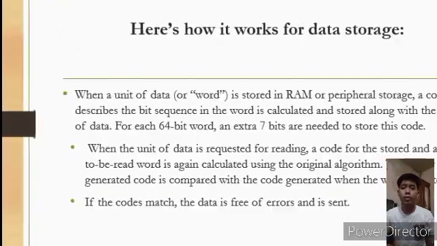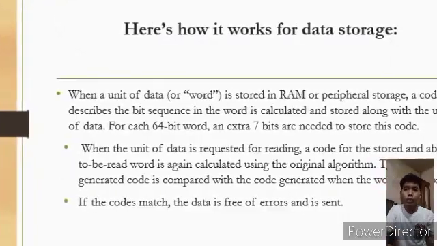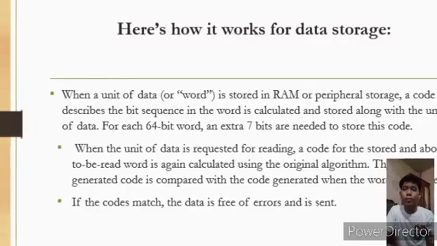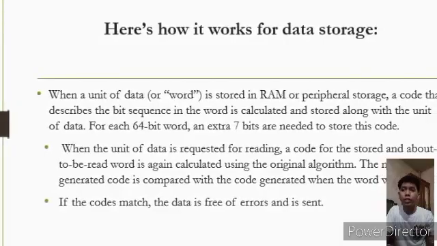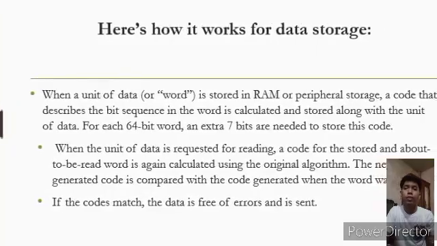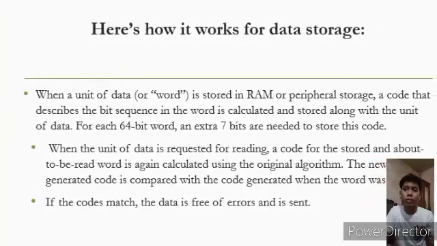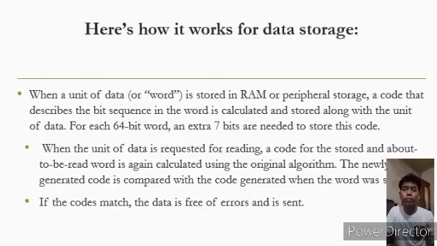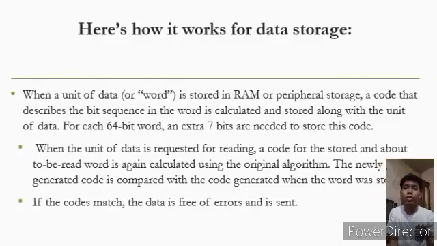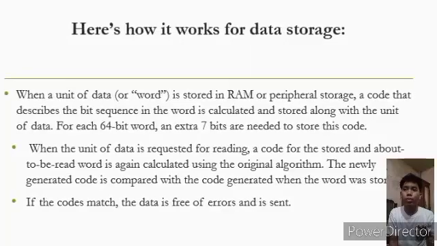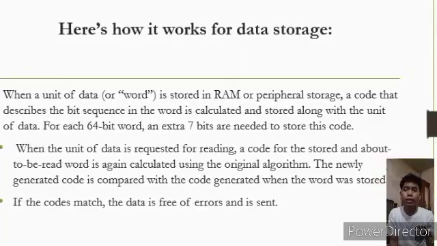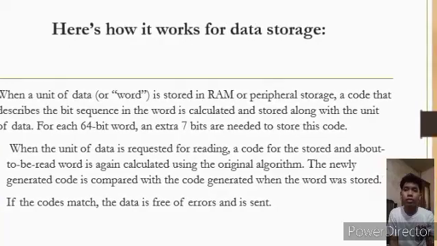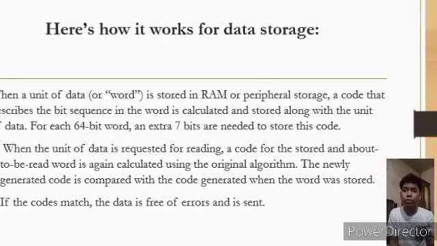Here's how it works for data storage. Number 1. When a unit of data or word is stored in RAM or peripheral storage, a code that describes the bit sequence in the word is calculated and stored along with the unit of data. For each 64-bit word, an extra 7 bits are needed to store this code. Number 2. When a unit of data is requested for reading, a code for the stored and about-to-be-read word is again calculated using the original algorithm. The newly generated code is compared with the code generated when the word was stored.